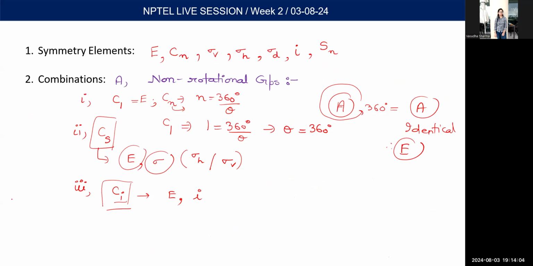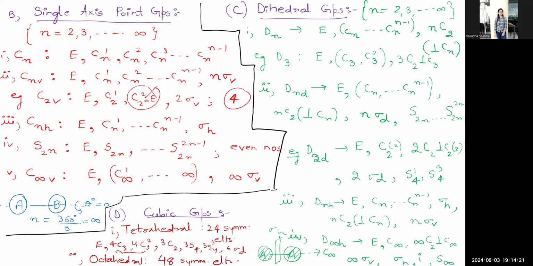Combinations we have discussed today about the non-rotational groups, which belong to C1, Cs, and Ci. If it does not have any improper axis of rotation and only has identity, or the plane of reflection, or the inversion center, then these groups are called non-rotational. Then the single axis rotation groups only have Cn, Cnv, Cnh, S2n, and C infinity v.